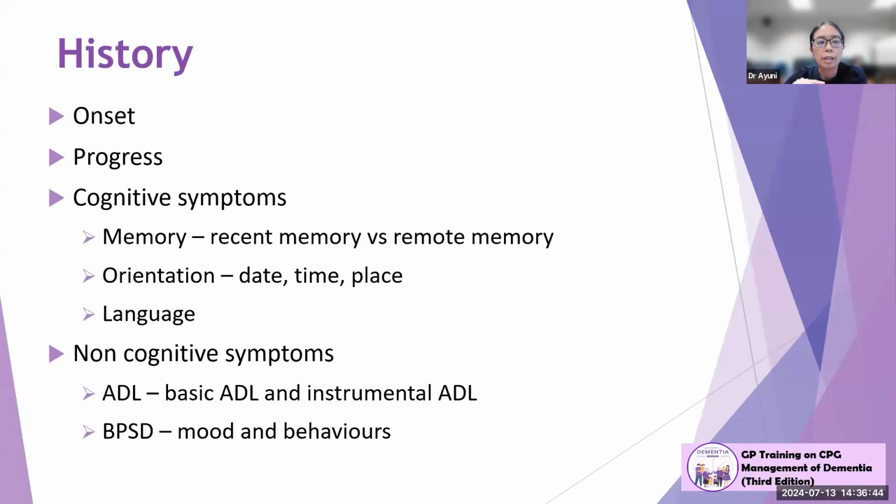Yeah. And then the cognitive symptoms, you can ask whether they have recent memory loss or not, and whether they are disoriented in time and place, and whether they have language problems, word finding difficulties, difficulty expressing themselves. And then you also need to assess the non-cognitive symptoms. Basically you need to assess 2, because these need to fulfill the diagnostic criteria, which I'll talk about later. So number 1, you need to assess their functional status, their activities of daily living, ADL.